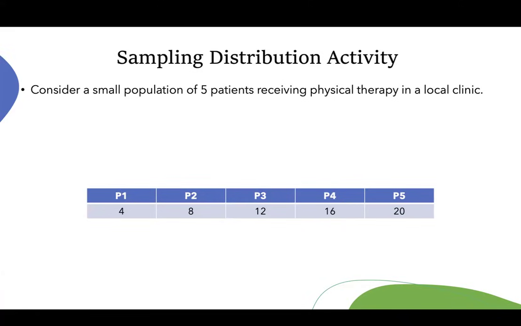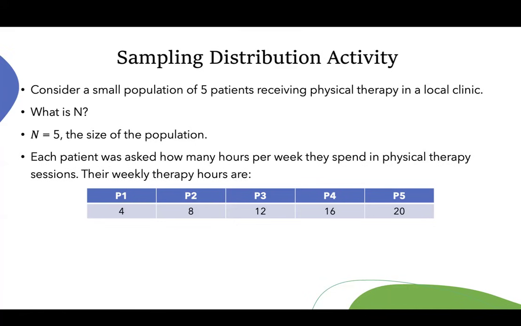They are all receiving physical therapy at a local clinic. The patients are P1 for patient 1 through P5 for patient 5. Capital N is the size of the population. In this case, the population size is 5. Each patient was asked how many hours per week they spend in physical therapy sessions. That's the variable being measured here. The weekly therapy hours are 4, 8, 12, 16, and 20.